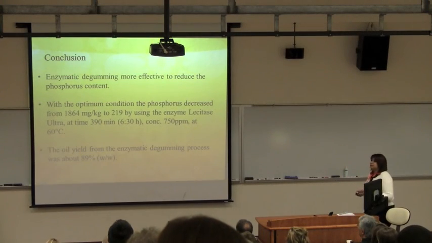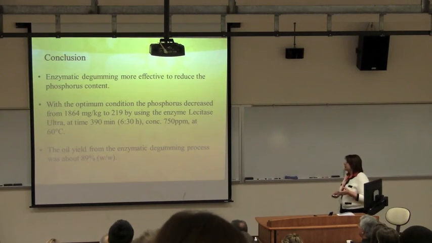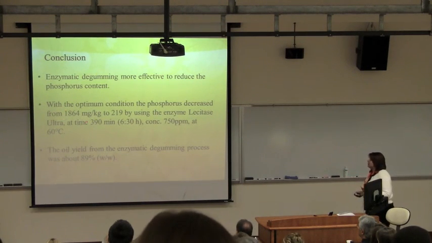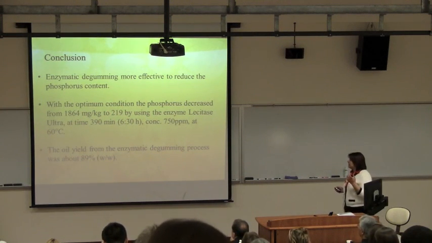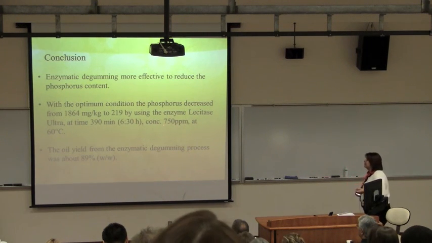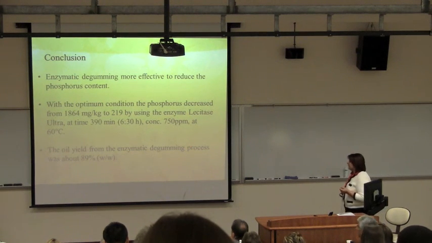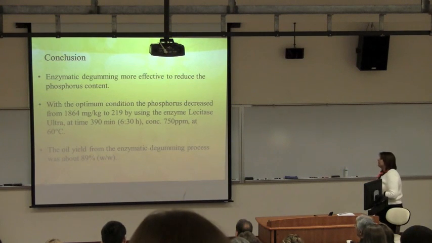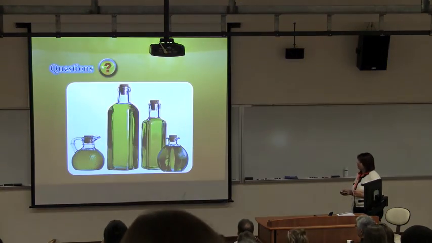For my conclusion, enzymatic degumming is more efficient than the other conversion methods at reducing the phosphorus content. At the optimum condition, the phosphorus decreased from 1,864 to 290 by using the enzyme Lecitase Ultra, with a time of 6 and a half hours, an enzyme concentration of 750, and a temperature of 60 degrees C. The oil yield for the enzymatic process was about 89% at the optimum condition using Lecitase Ultra. Thank you, sir.